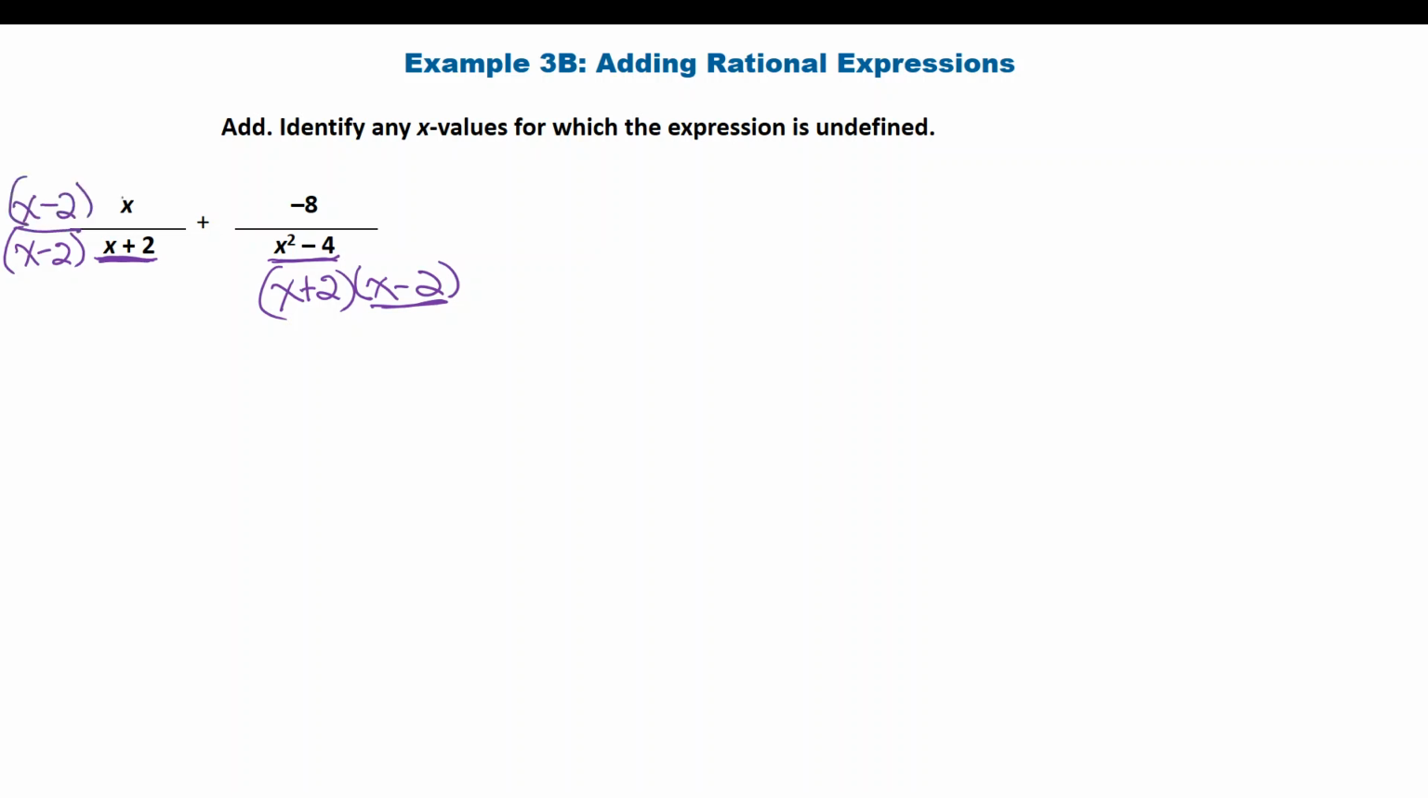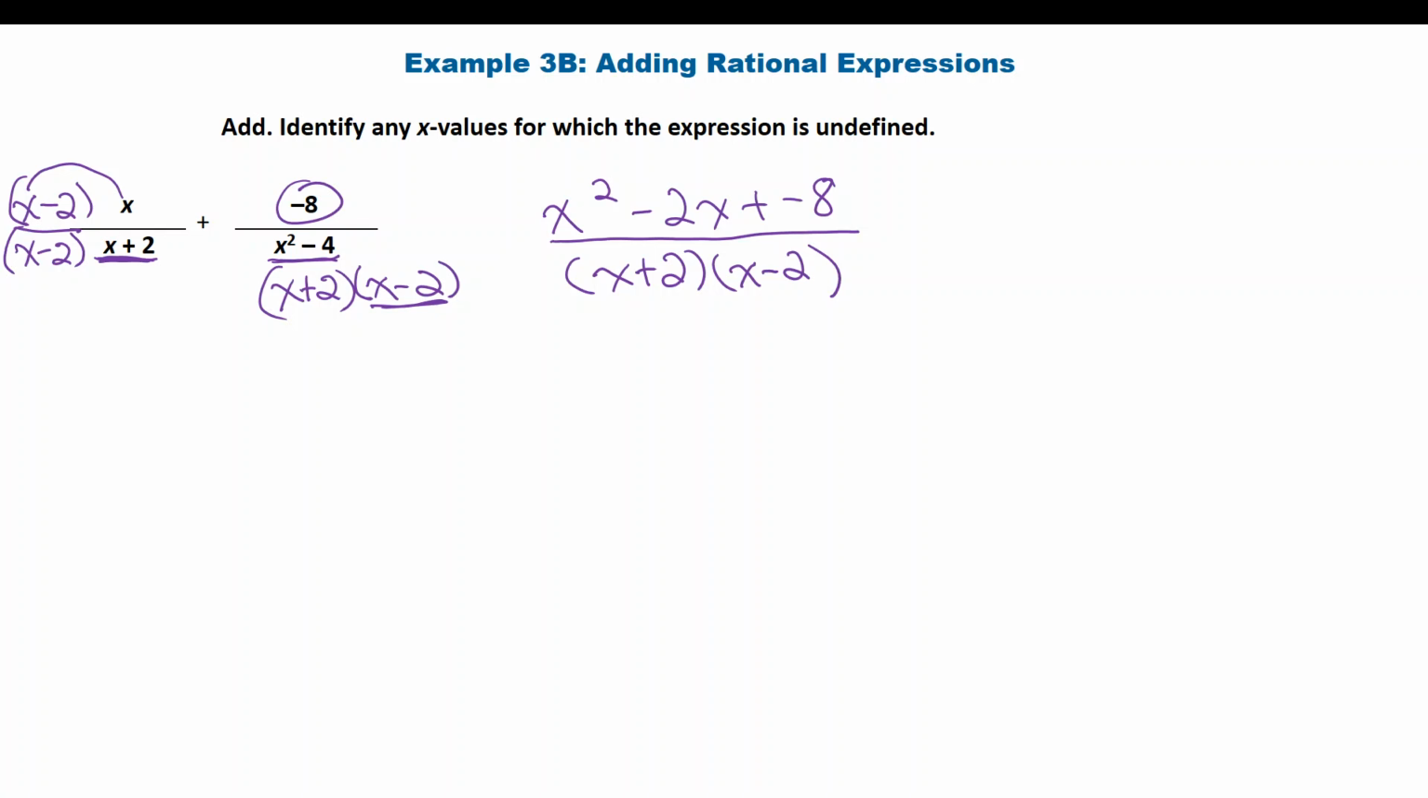All right, so I'm going to distribute my x. That's going to give me x squared minus 2x. And then it says plus a negative 8. All right, and all of that is going to be over x plus 2, x minus 2. All right, got to remember to go ahead and factor out our top expression now and see what we get.